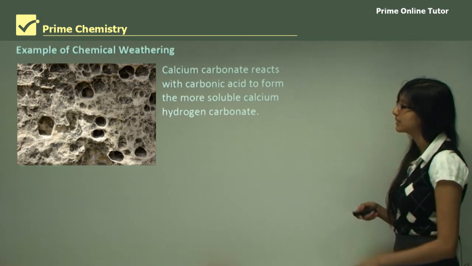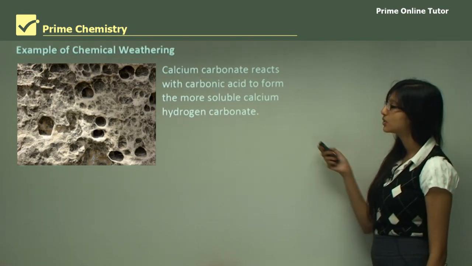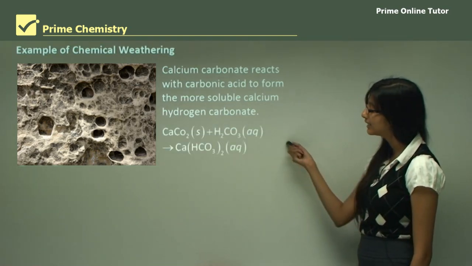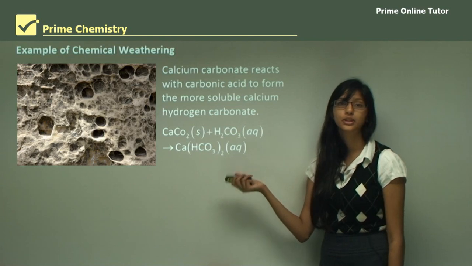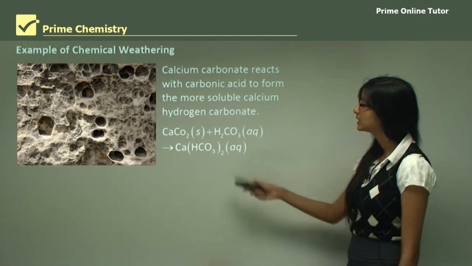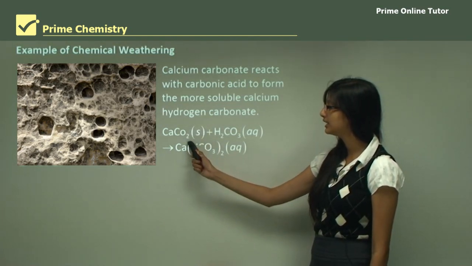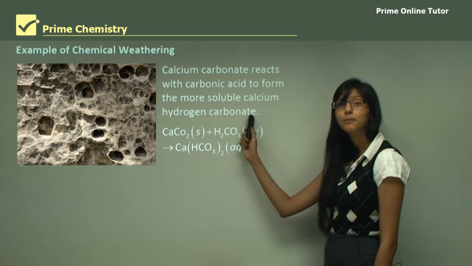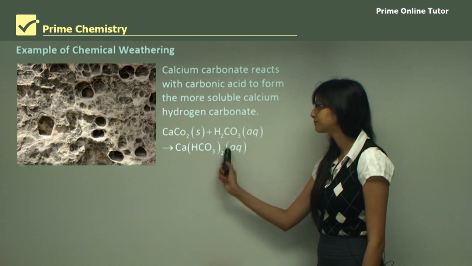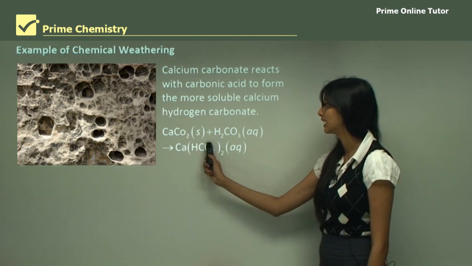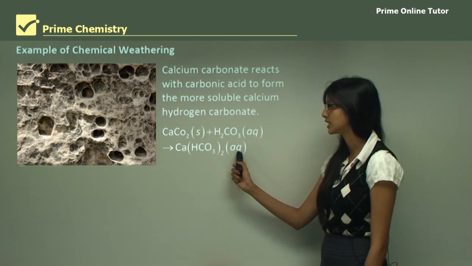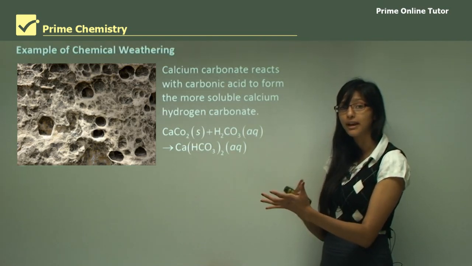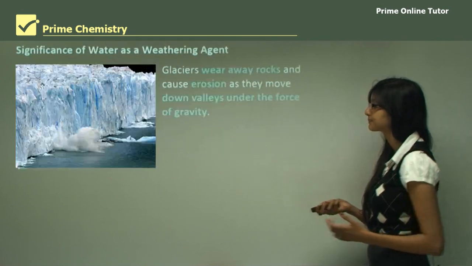So calcium carbonate reacts with carbonic acid to form the more soluble calcium hydrogen carbonate. Again, you have to provide a chemical equation to show the chemistry behind it. We know that calcium carbonate solid, which is limestone, reacts with the carbonic acid formed by the rainwater, and it forms calcium hydrogen carbonate, which is aqueous. That means it dissolves, so it remains in the form of ions.